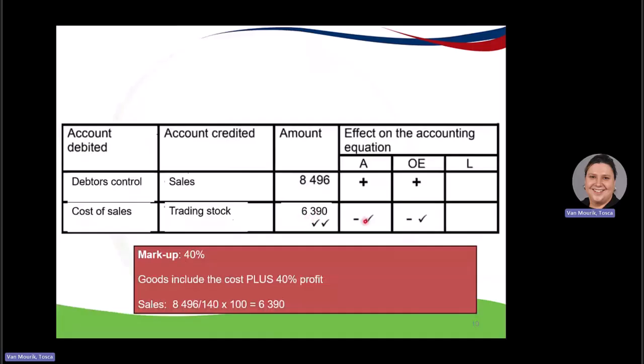So that gives us 6,390. Let's see, why is it a minus? It is a minus because my trading stock, which is an asset, will now decrease. So my assets decrease. My cost of sales is an expense account, and the increase of expenses will then decrease my owner's equity.